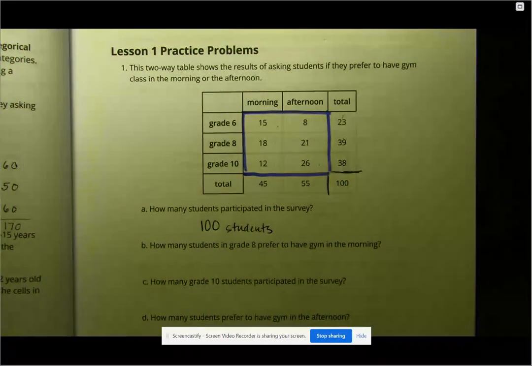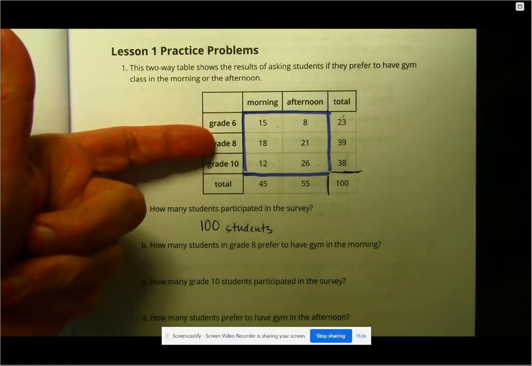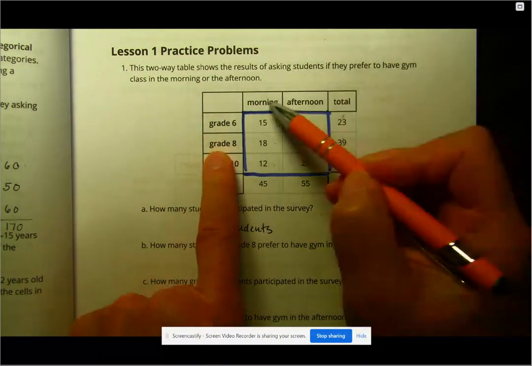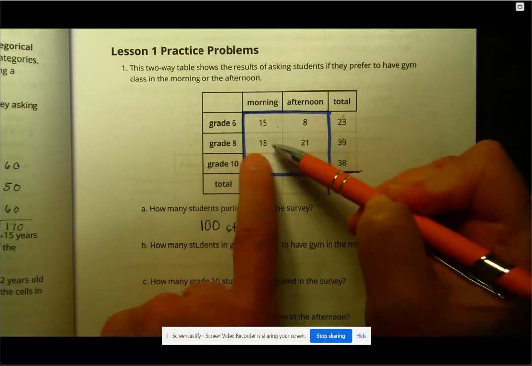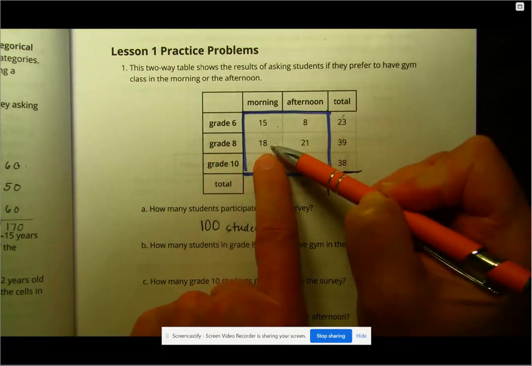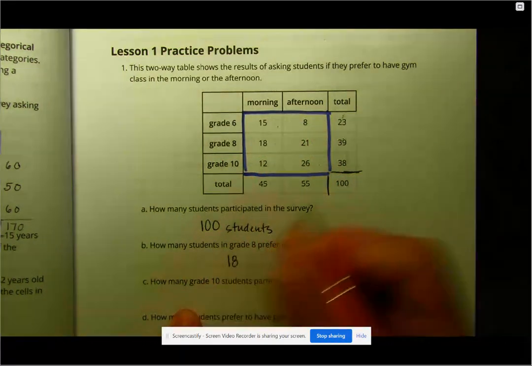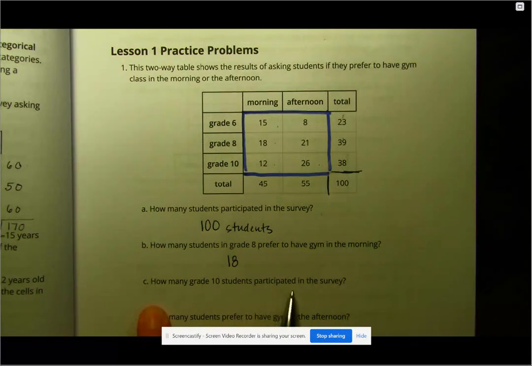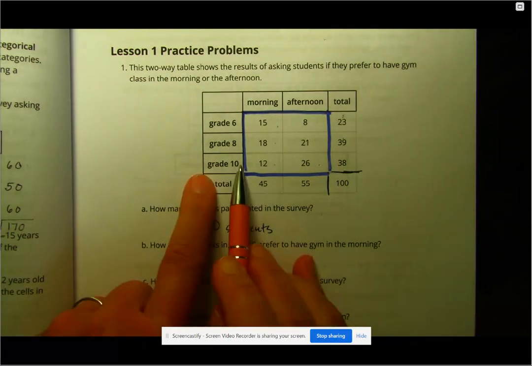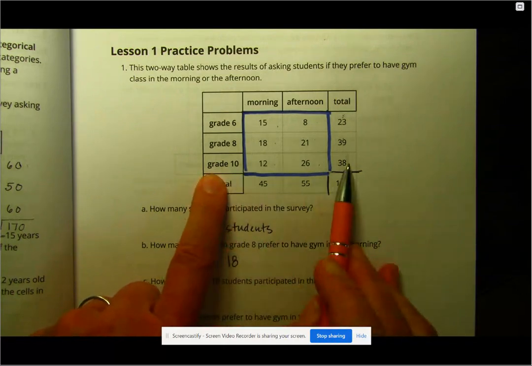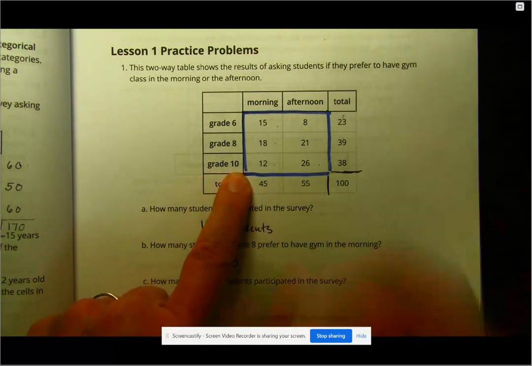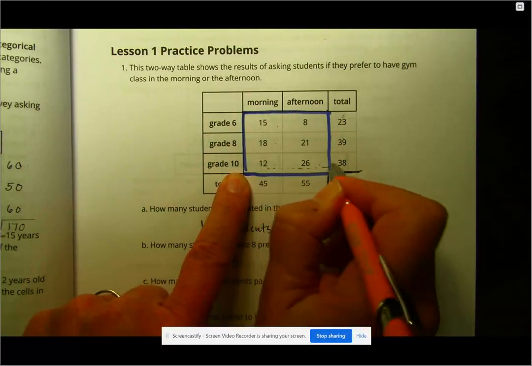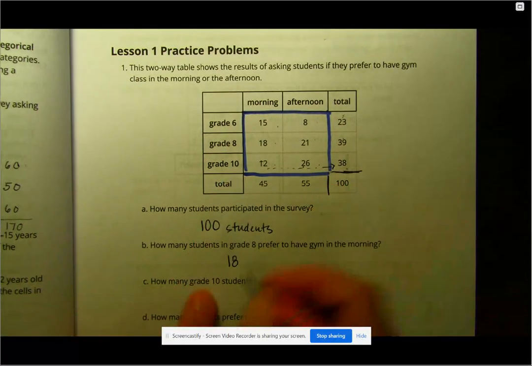Next, how many students in grade 8 prefer to have gym in the morning? So here we're kind of looking for an intersection. Grade 8, right? Grade 8 a.m. So 8th graders that said they prefer morning are right here, 18. How many 10th grade students participated in the survey? So now 10th grade, we're looking at all the way across. It looks like they already added that up for you. You're looking all the way across, these two together, which is 38.